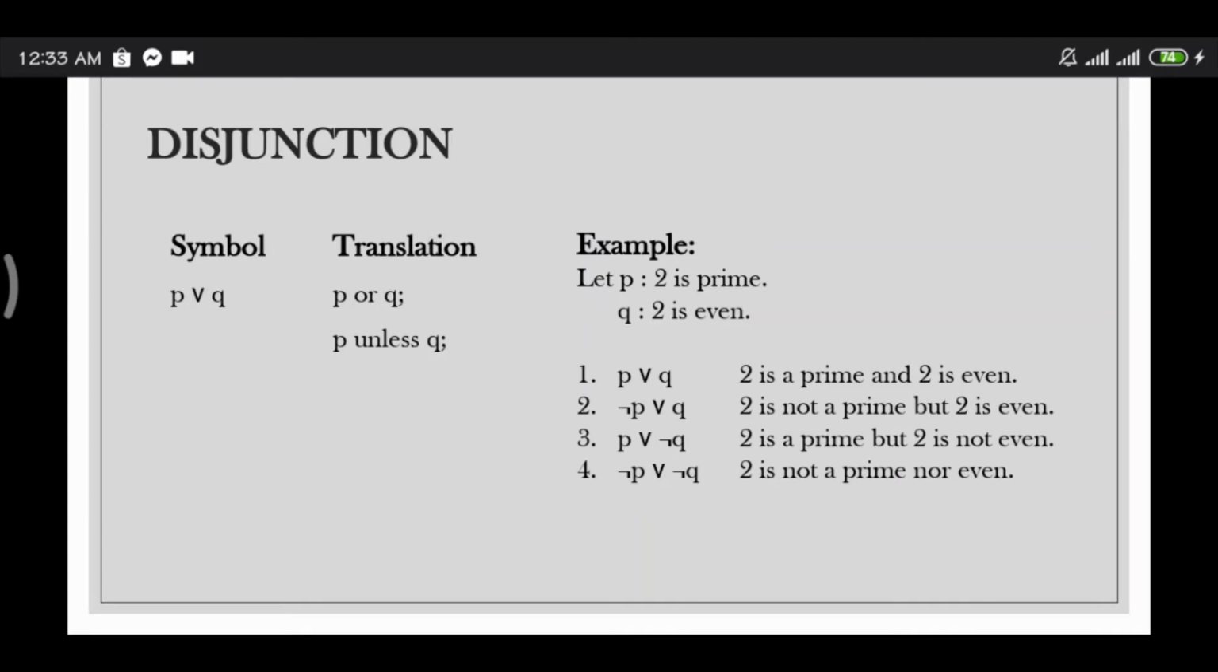Number 2, not P or Q: 2 is not a prime but 2 is even. Number 3, P or not Q: 2 is a prime but 2 is not even. Number 4, not P or not Q: 2 is not a prime nor even.